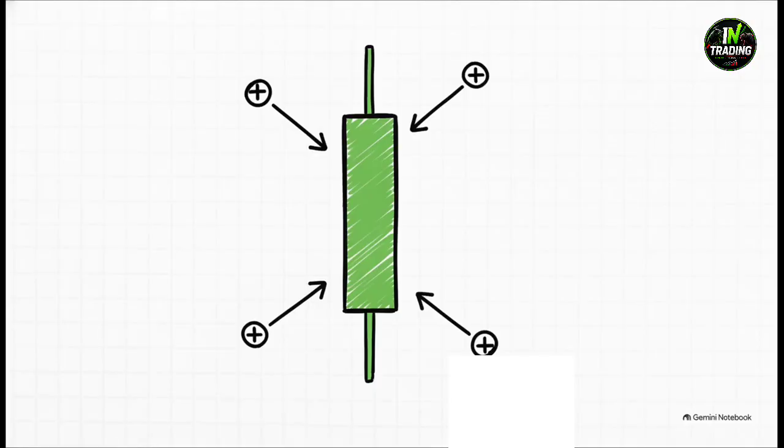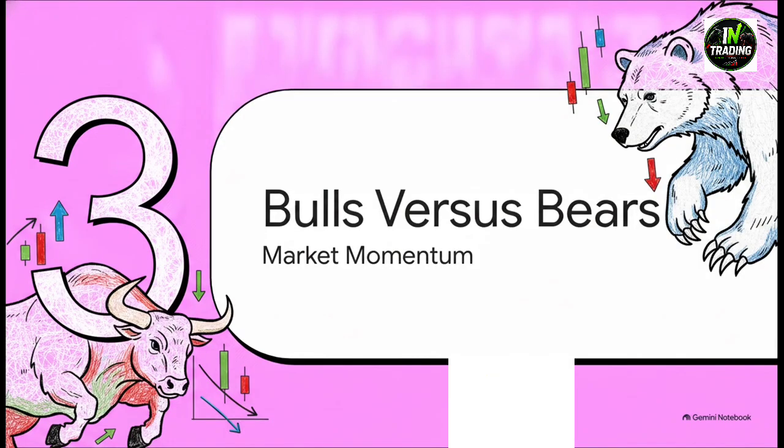And those exact numbers translate directly into the physical body and the wicks, or shadows as some call them, of the candlestick. The thick, solid block right in the middle, that's the body. It represents the journey purely from the open to the close. The thin lines poking out the top and bottom are the wicks, and they show us the extreme highs and lows that the price reached during that time before snapping back. It's a visual record of the entire tug of war. Now that we know the parts, let's meet the players in Part 3, bulls versus bears.